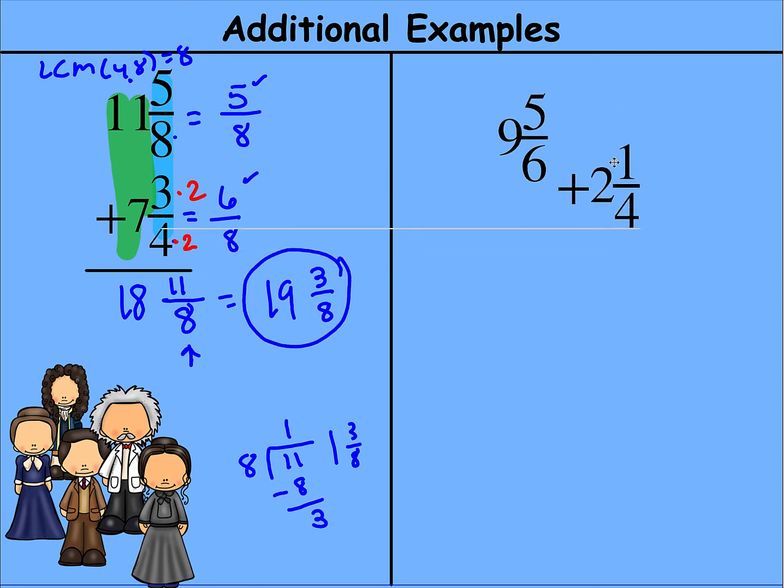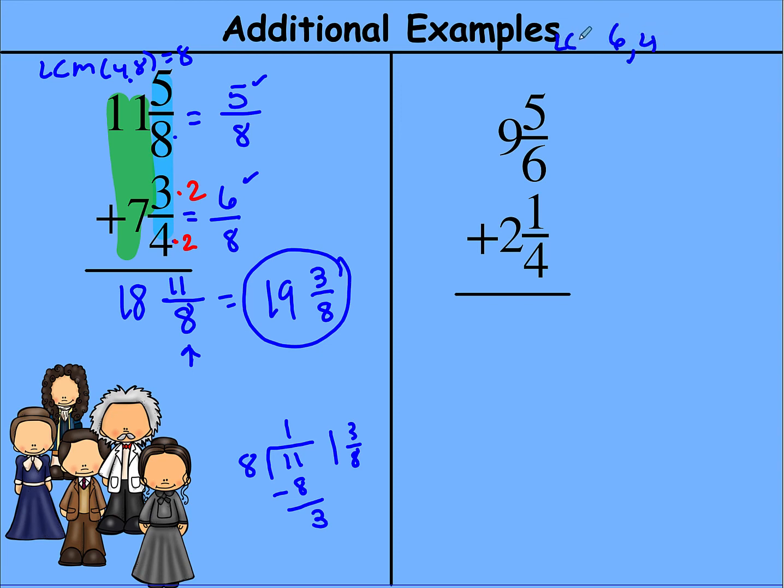Okay, so now I'm going to do the same thing. I'm going to line up my problem vertically, and add the fractions together, but I can't add until I have a common denominator. So I'm going to look for the least common denominator of 6 and 4. And remember, a least common denominator is the same as a least common multiple. It doesn't matter which way you call it. So multiples of 6: 6, 12, 18. Multiples of 4: 4, 8, 12. So 12 is my magic number.